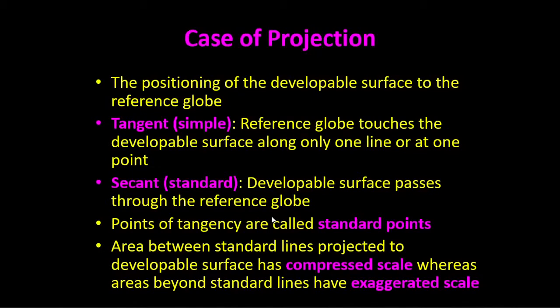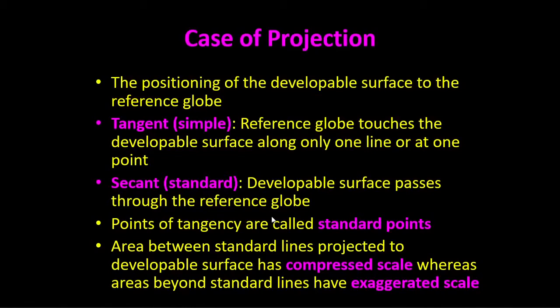We'll also refer to this as simple. For example, a simple line or a simple point. A secant is a developable surface that passes through the reference globe. I have illustrations that will follow that help to showcase this, and we'll also refer to these as standard lines. Points of tangency, or where the reference globe touches the developable surface, are called standard points.